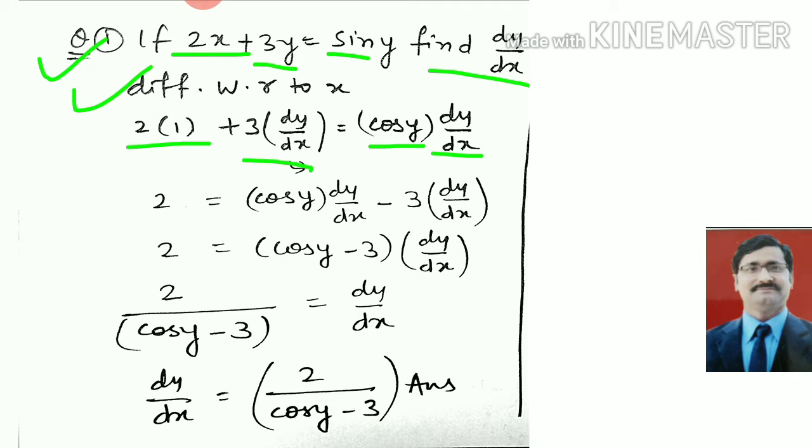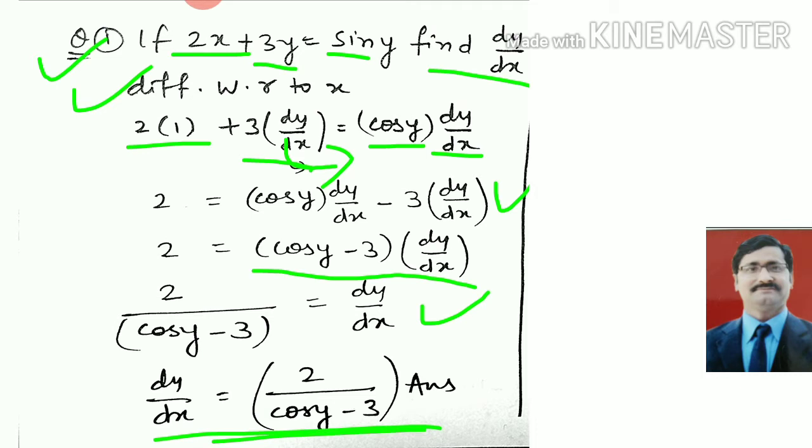Now look here, you will transfer this 3 dy by dx. On the right hand side we will get 2 equals cos y dy by dx minus 3 dy by dx. Now dy by dx you take common, what do we get? 2 equals (cos y minus 3) dy by dx. So from here dy by dx we will get 2 upon cos y minus 3.